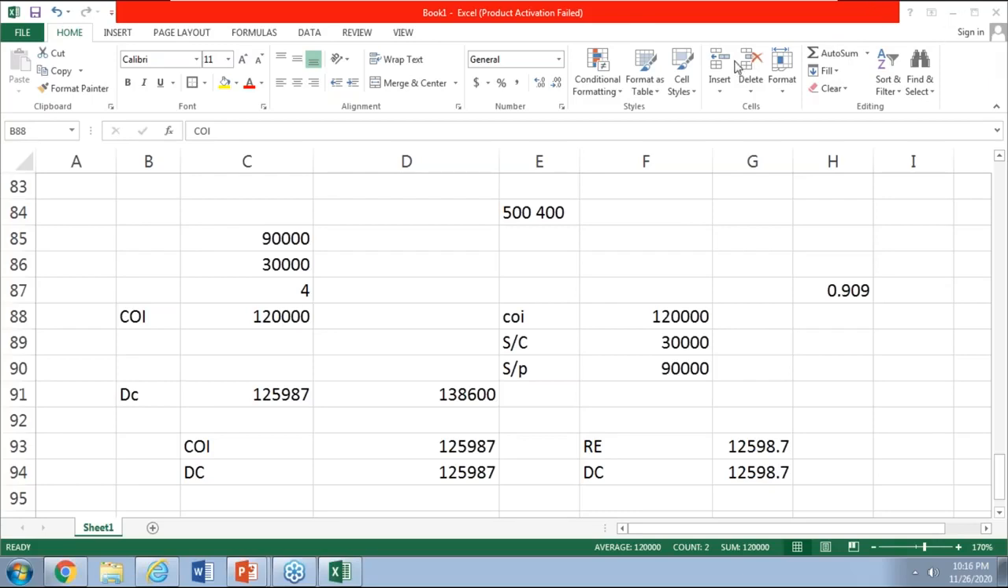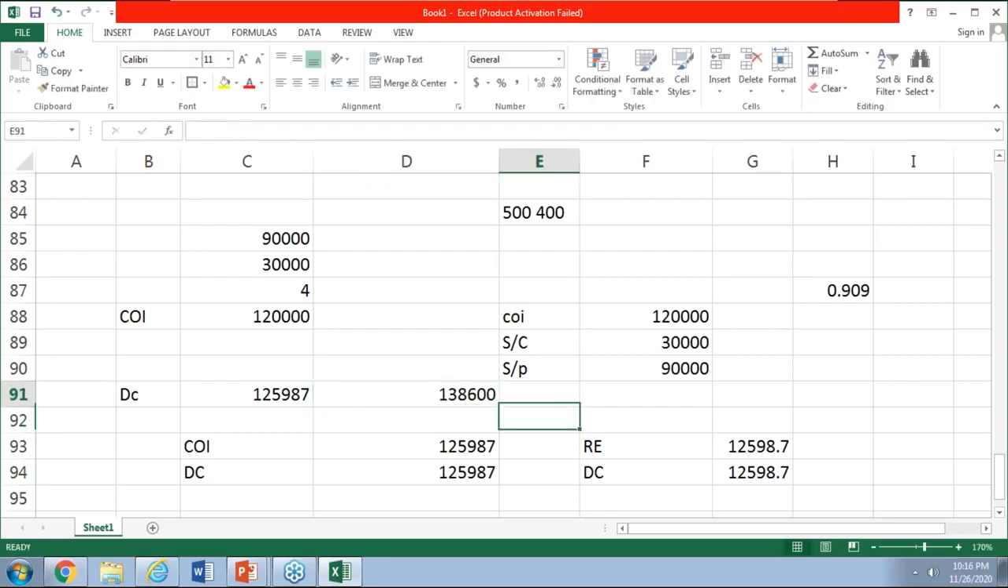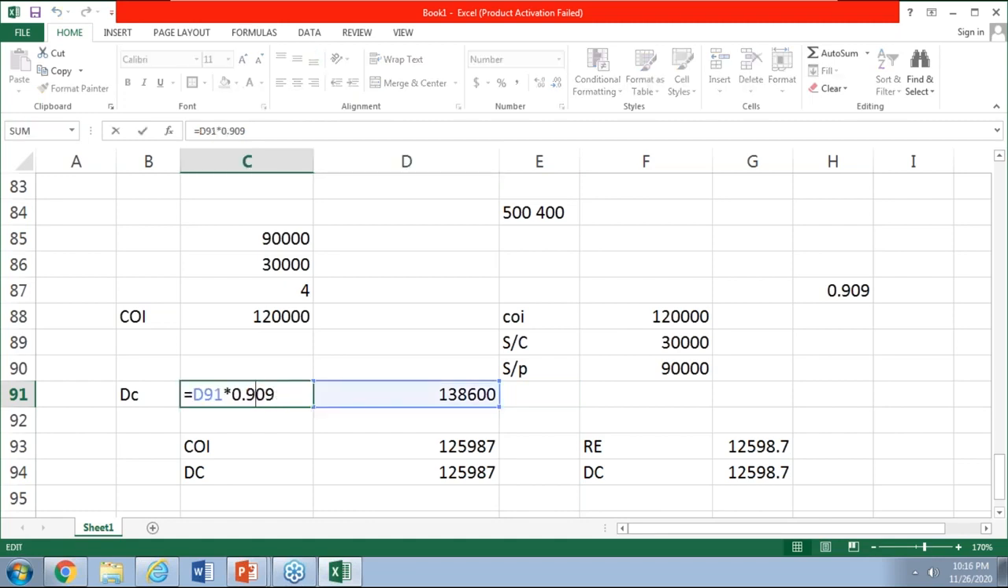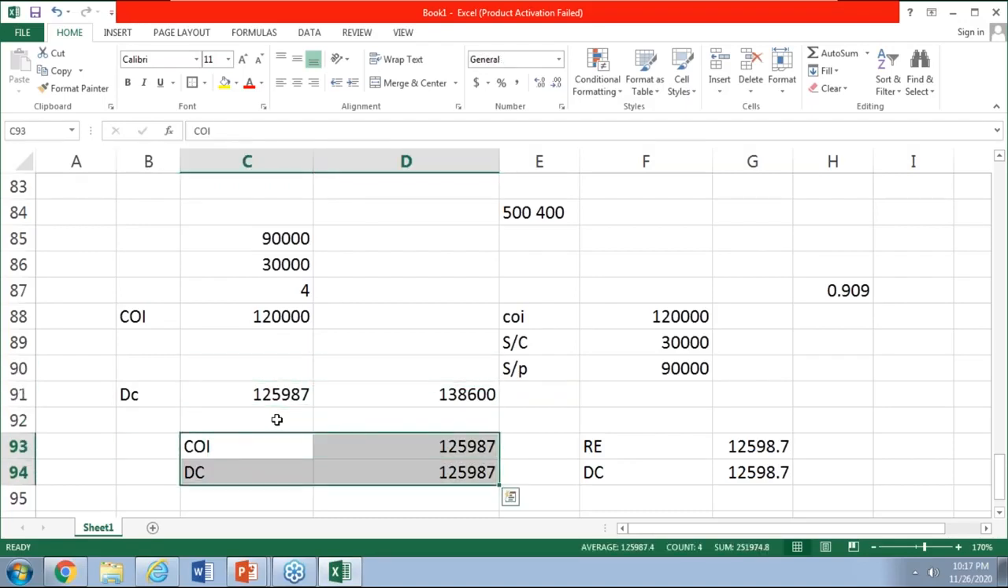Now, what about this one? Deferred consideration. The question says that we are paying 1.54 for every share acquired. We have acquired 90,000 shares into 1.54. It means that we will be paying 1,38,600 in the future. And we have calculated the present value of this 1,38,600, it will become 125 for the first year. Cost of investment debit, deferred consideration credit.